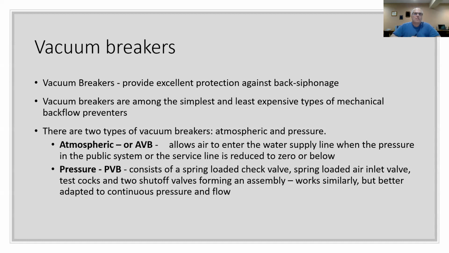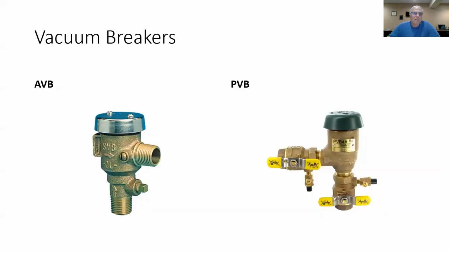We also have vacuum breakers. Vacuum breakers provide excellent protection against back siphonage. The pressure vacuum breakers have a spring-loaded check valve, but also some inlets on them that you can use for testing the devices. The atmospheric vacuum breaker does not. Normally, these are used for just hose bibs on your house or maybe on an irrigation system. Here's what they look like. The atmospheric one is on the left.